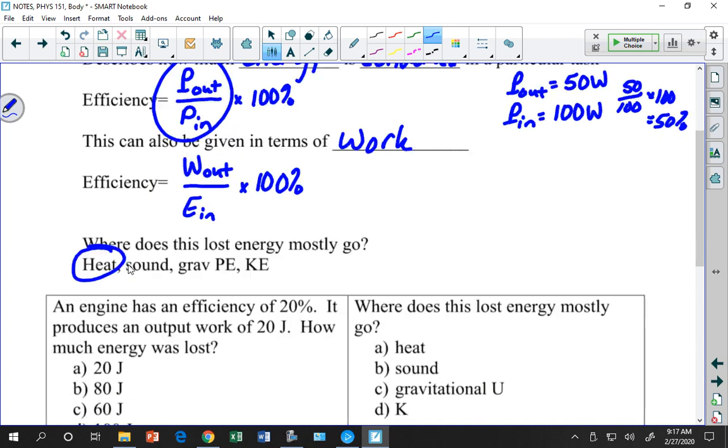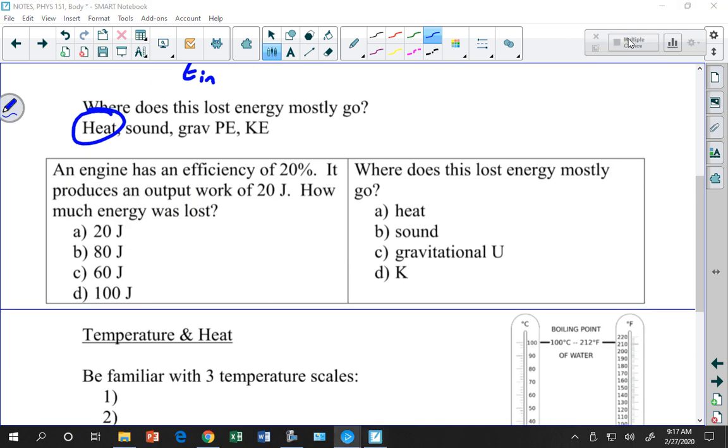Let's try a couple of these clicker questions. An engine has an efficiency of 20%. It produces an output work of 20 joules. Then how much energy was lost? So first you need to figure out how much energy you started with, and then you can figure out how much energy was lost.